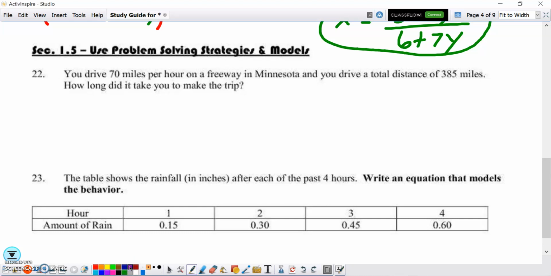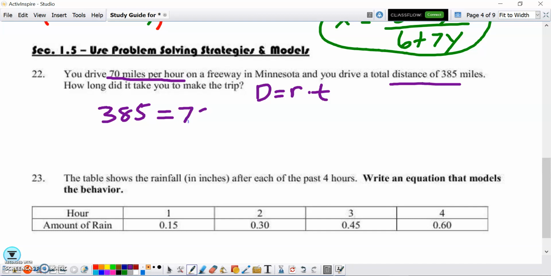All right, so number 22, you drive 70 miles per hour on a freeway in Minnesota and you drive a total distance of 385 miles. How long did it take you to make the trip? Well, we need to remember the distance equals the rate times the time for that one. We know the distance is 385 miles. We're going to set that equal to the rate, which is 70 miles per hour, times the time, and we want to know how long it takes. All right, that's the setup.